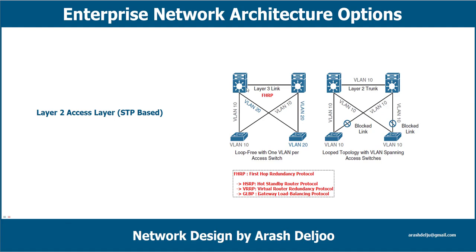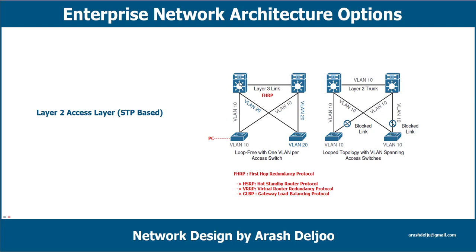We can enable FHRPs between these two routers or these two MLS, and because of that, when, for example, one PC as a member of VLAN 10 wants to send traffic to external networks like the other VLANs, like the internet or some other places, it can use one of the routers as the active router.